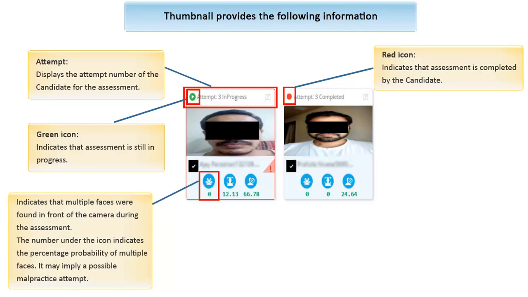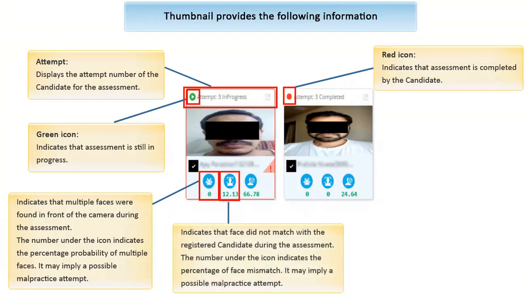Multiple faces icon: it indicates that multiple faces were found in front of the camera during the assessment. The number under the icon indicates the percentage probability of multiple faces. It may imply a possible malpractice attempt. Low facial match icon: it indicates that the face did not match with the registered candidate during the assessment. The number under the icon indicates the percentage of face mismatch. It may imply a possible malpractice attempt.